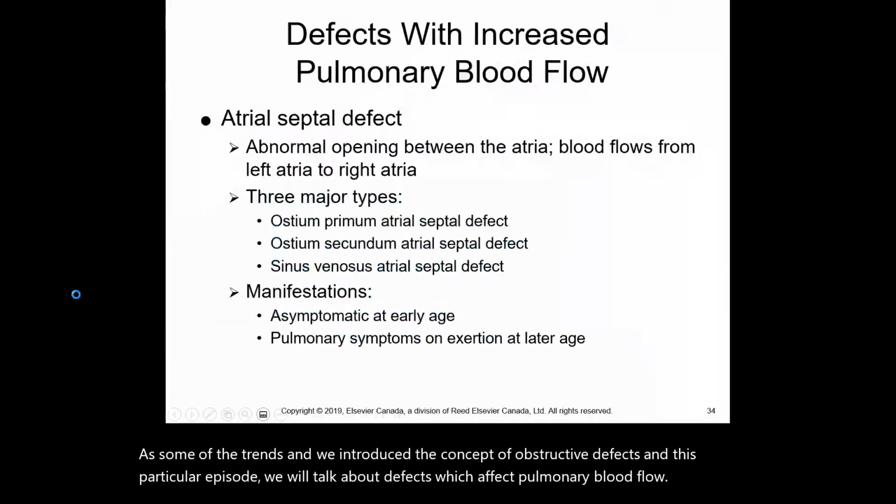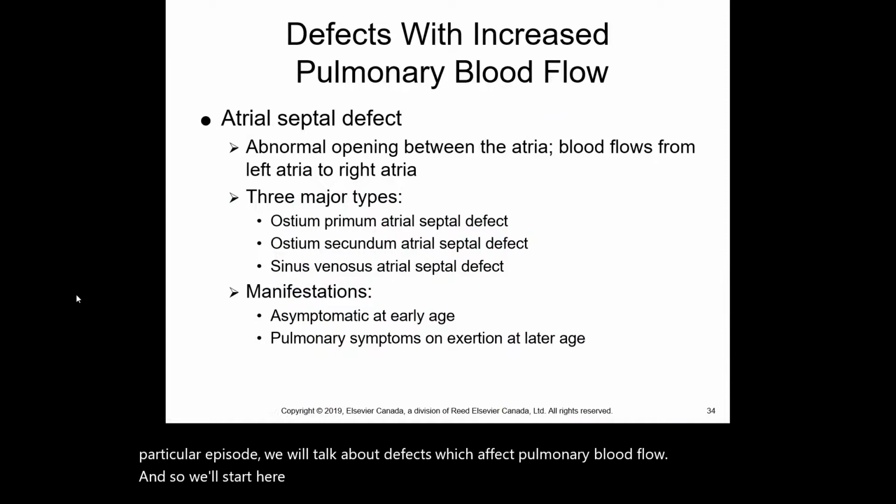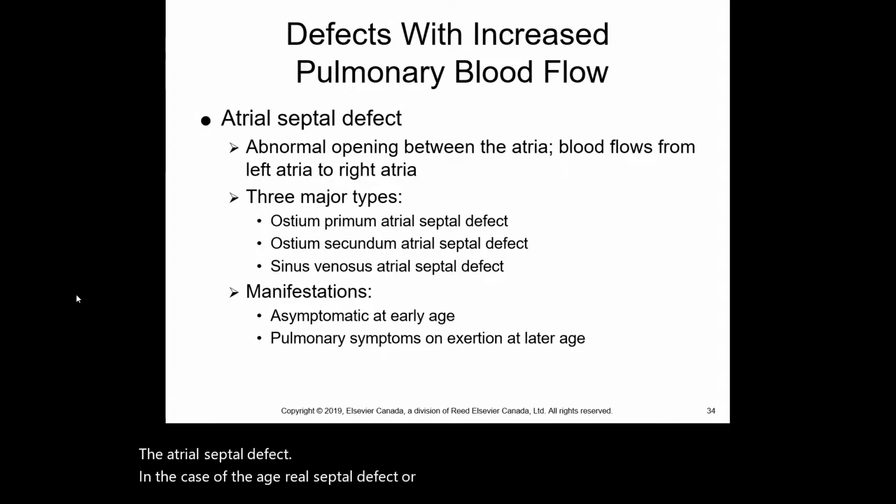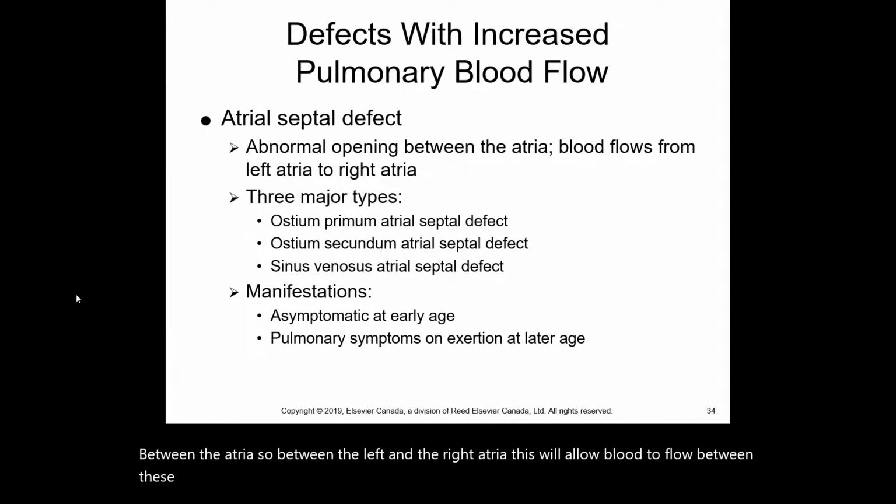And so we'll start here by looking at defects with increased pulmonary blood flow, and that is the atrial septal defect. In the case of the atrial septal defect, or ASD, it is an abnormal opening in the wall between the atria, so between the left and the right atria. This will allow blood to flow between these two chambers.